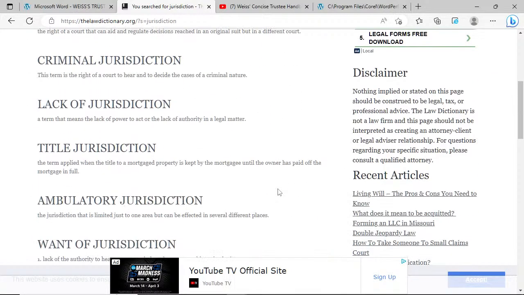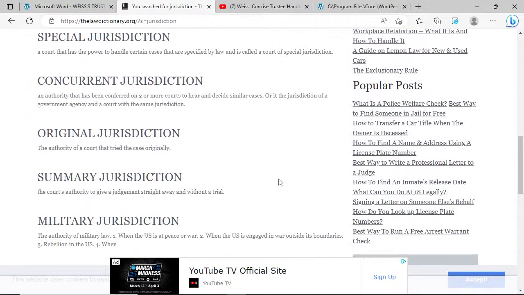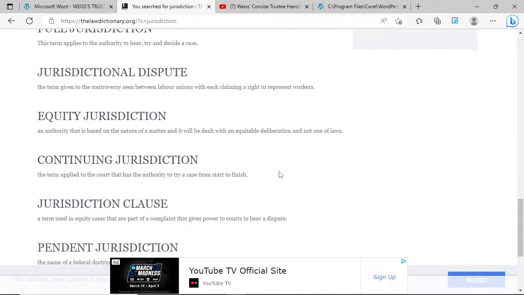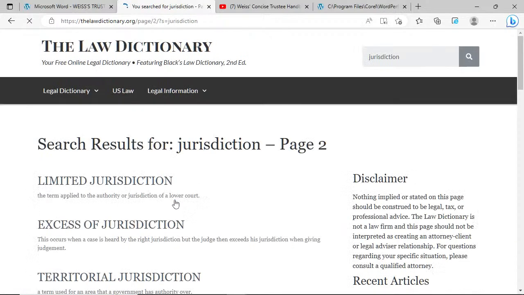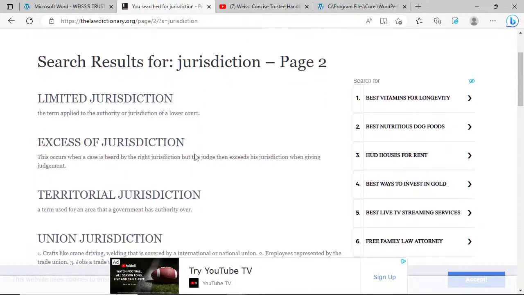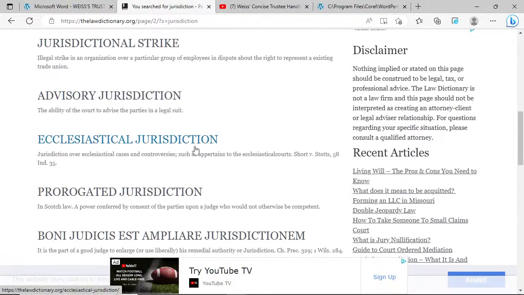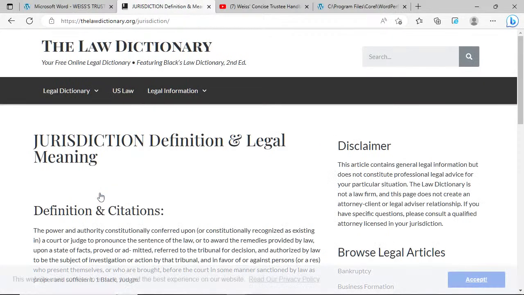Let me see. Let's see, where are we at? Want of jurisdiction, special jurisdiction, original. I just want the word jurisdiction in and of itself. Of course, it's going to take some years to get to it. It's been 84 years. There we go.